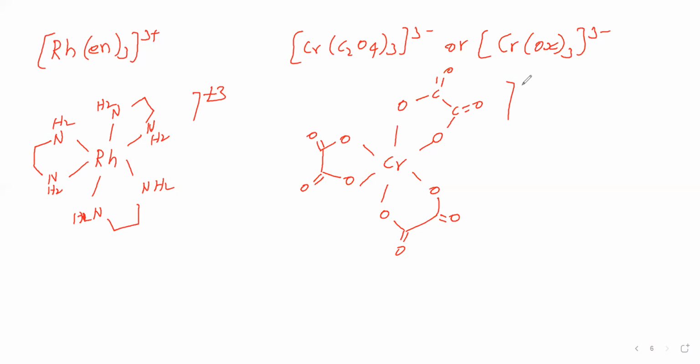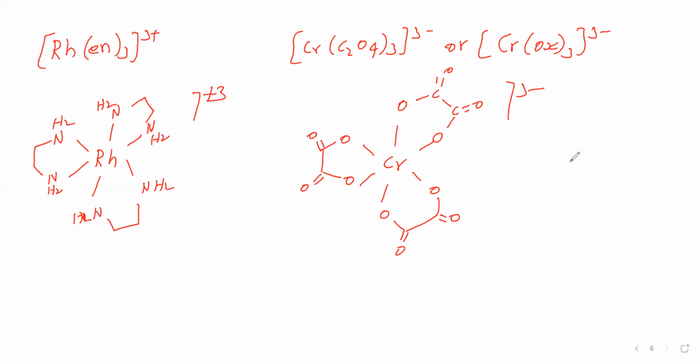Next, oxalate. Net charge 3 minus. Here all the donor atoms are oxygen. Then how do we say geometrical isomerism here? We cannot. So we cannot say geometrical isomerism in this case. So next we will go for optical isomerism.